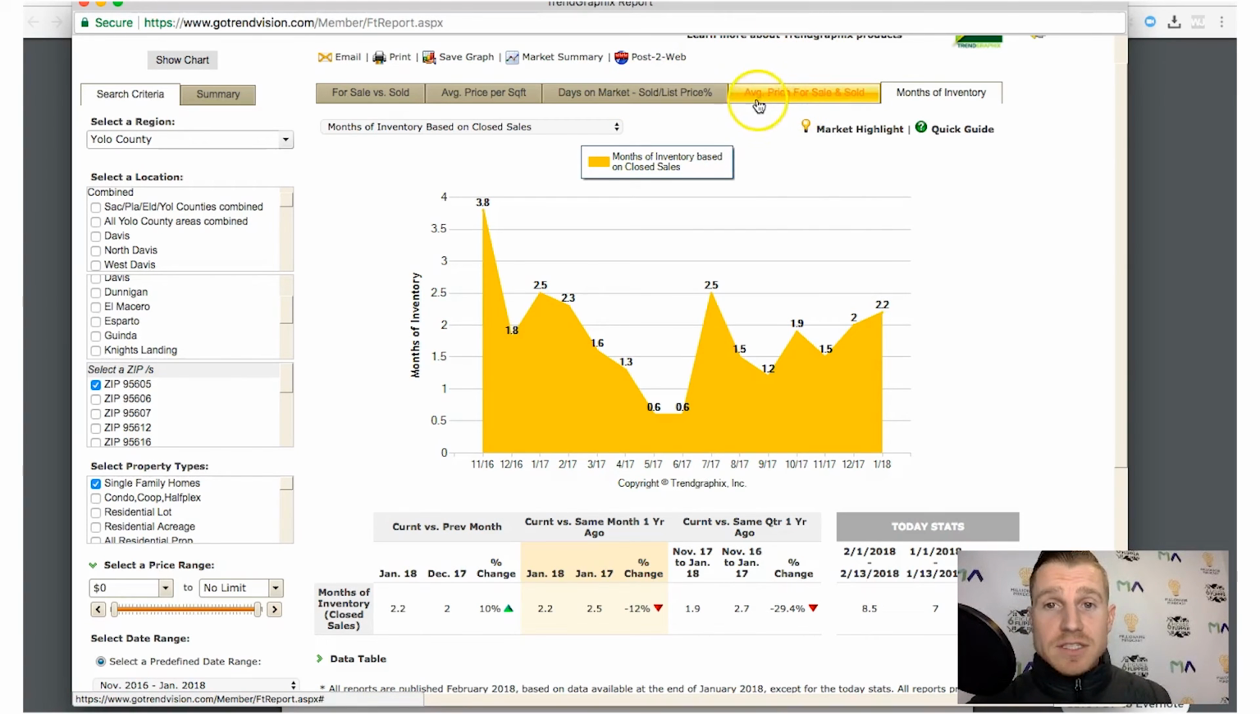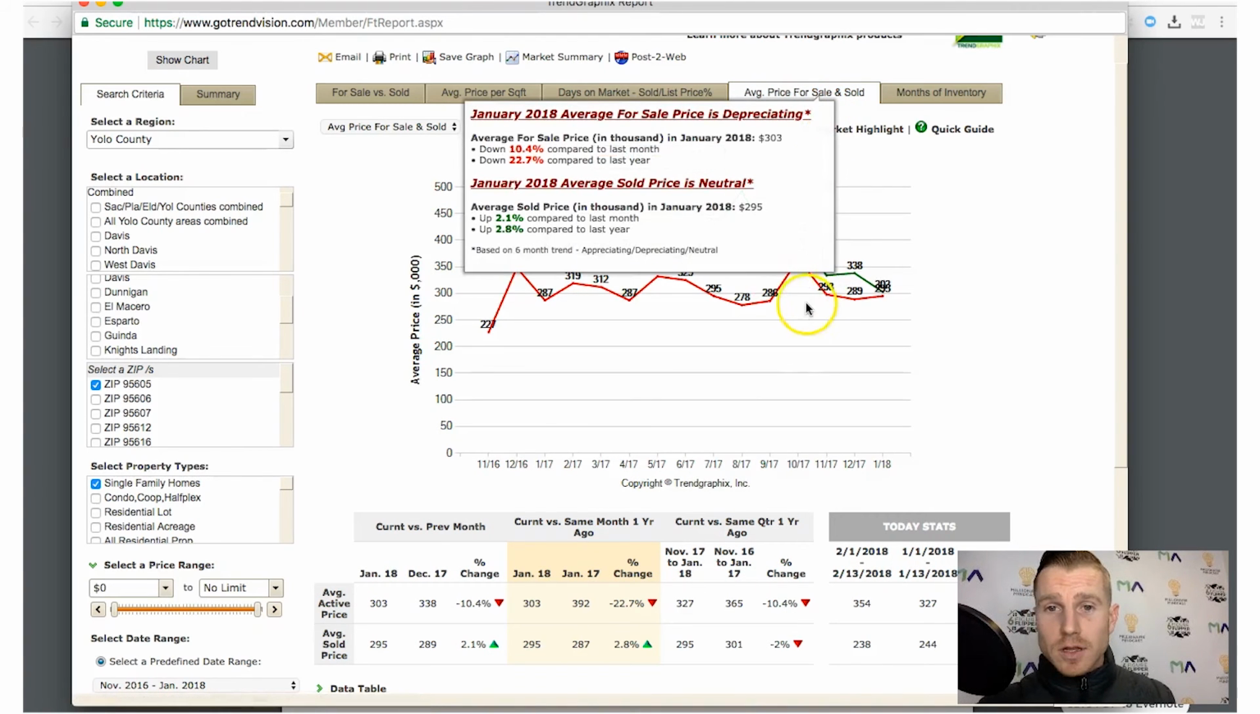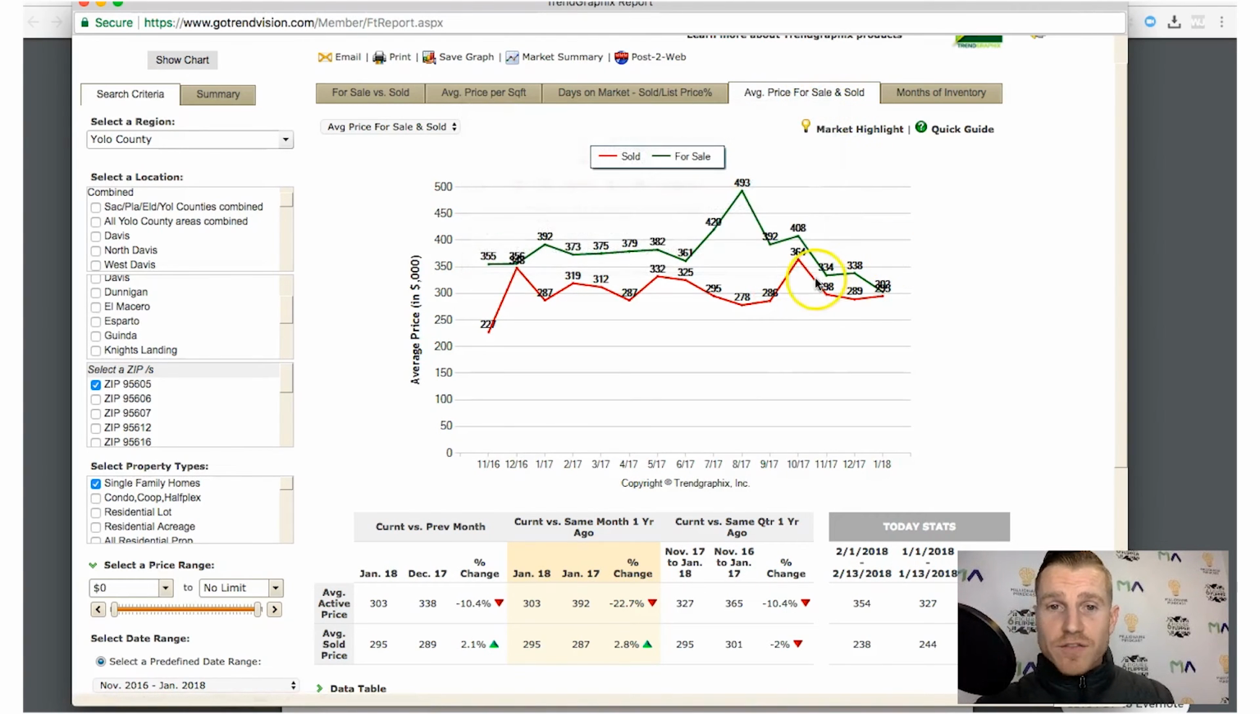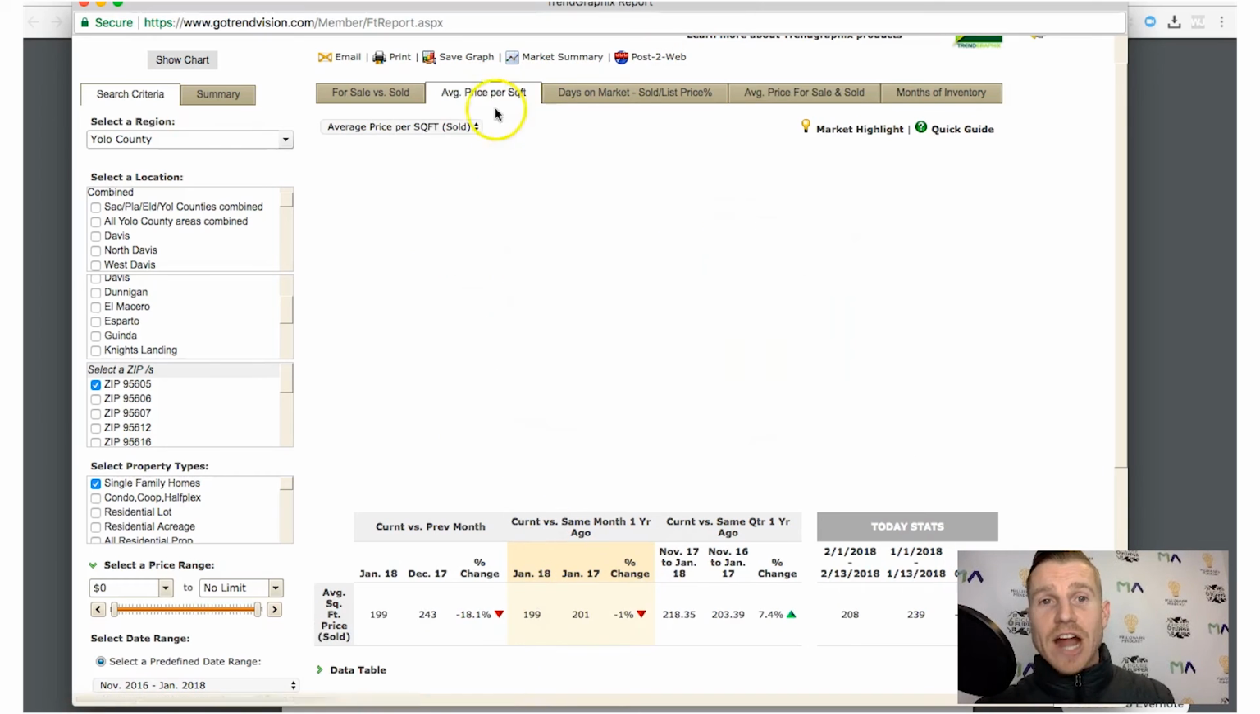So we got months of standing inventory, the average price for sale versus sold. This just tells us real fast how many properties are going on the market every month and how quickly they are going into escrow and actually selling every month. So this gives us an idea of what the absorption rate is, what the velocity of the market is, how quickly it is moving.